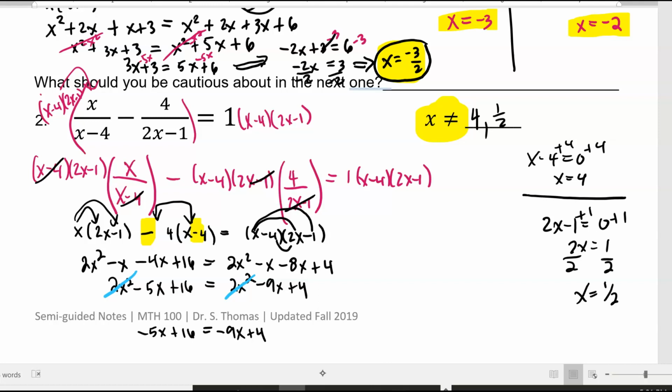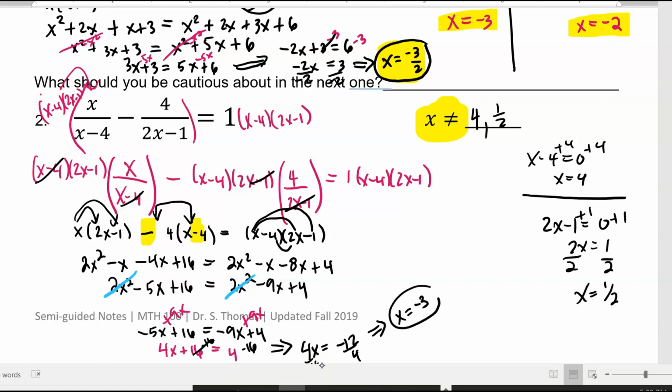Let's add 9x to both sides. Then you will have 4x plus 16 equals 4. And then let's subtract 16 from both sides. So you will have 4x equals negative 12. And then you divide by 4, right? X equals negative 3 is your solution for that one. All right, next.